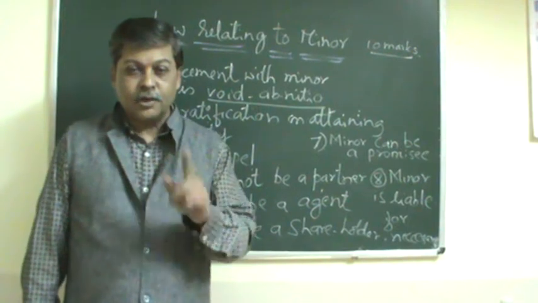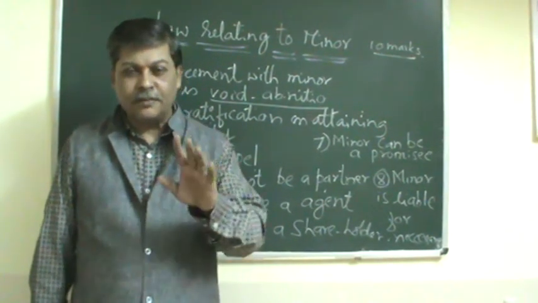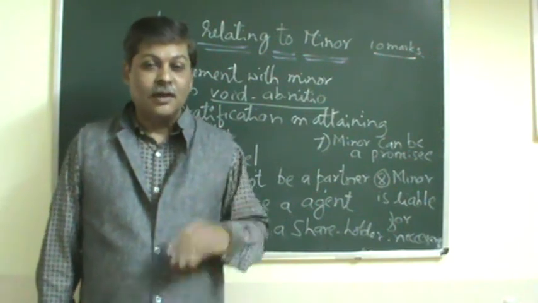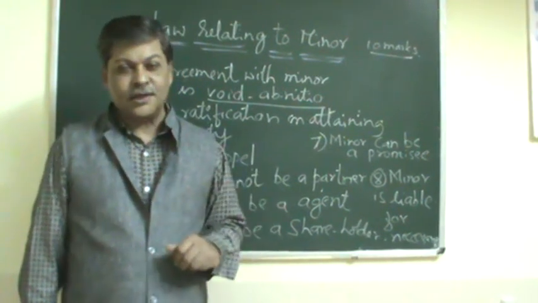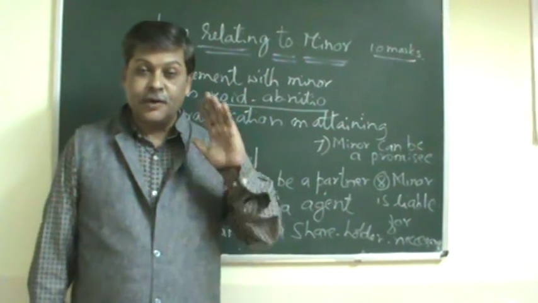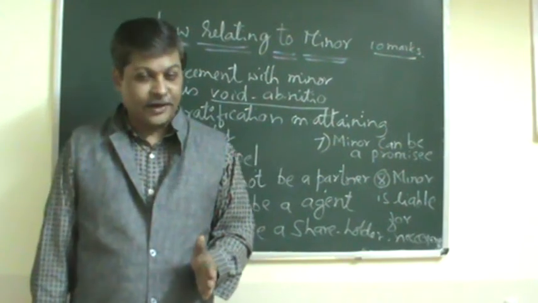Here the execution of the pronote means he has a promise to pay that 20,000 to Mohri B.B. So he is a promisor. A minor cannot be a promisor because of his minority. He is unable to take rational decisions. He is unable to come to a proper decision because of his immaturity. So the law is always in favor of the minor.